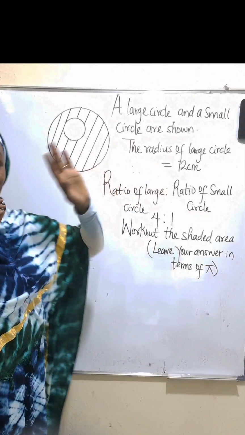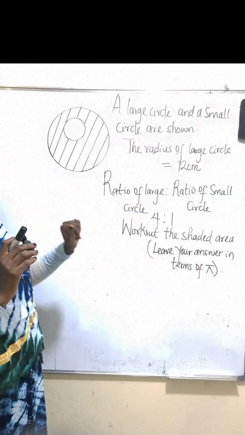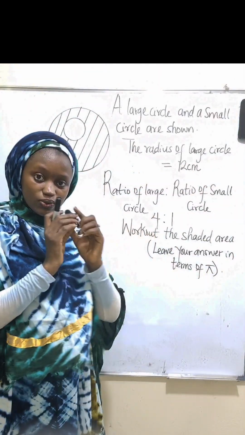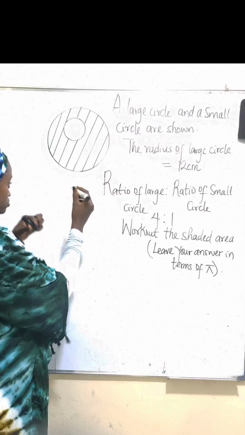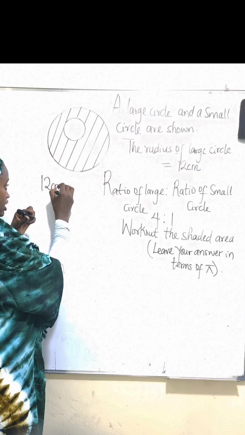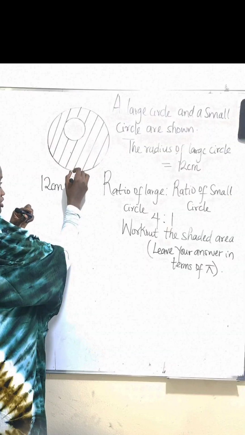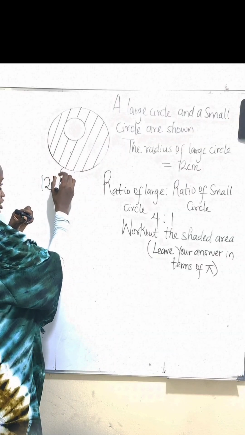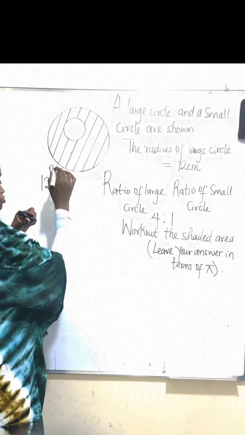It says, a large circle and a small circle are shown, which you have seen. The radius of the large circle is given as 12. So the large circle has 12 centimeter, right? This bigger circle, 12 centimeter is the radius.